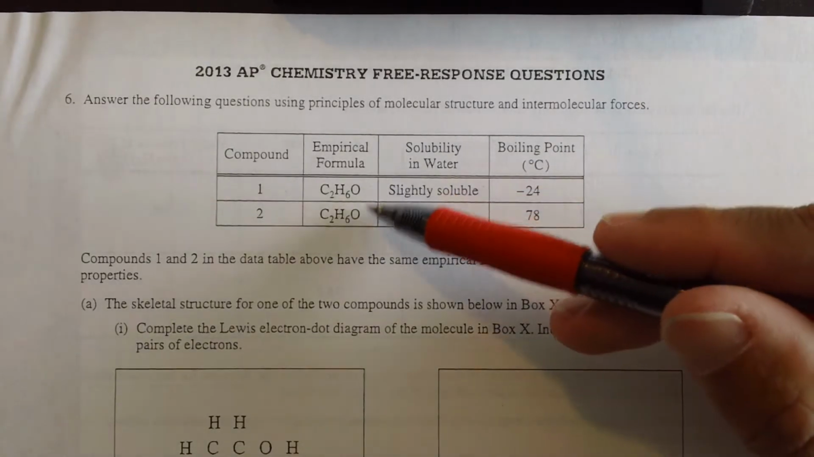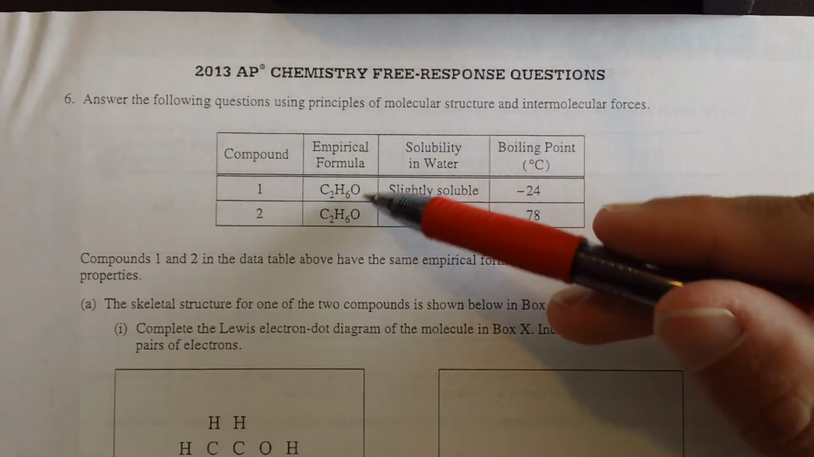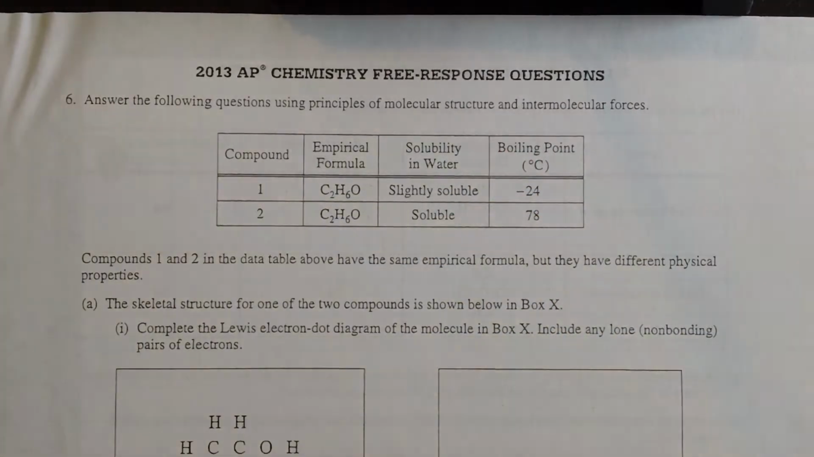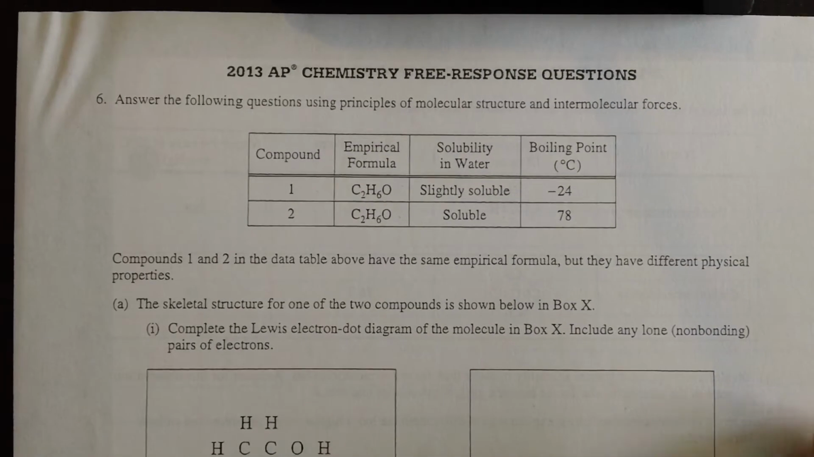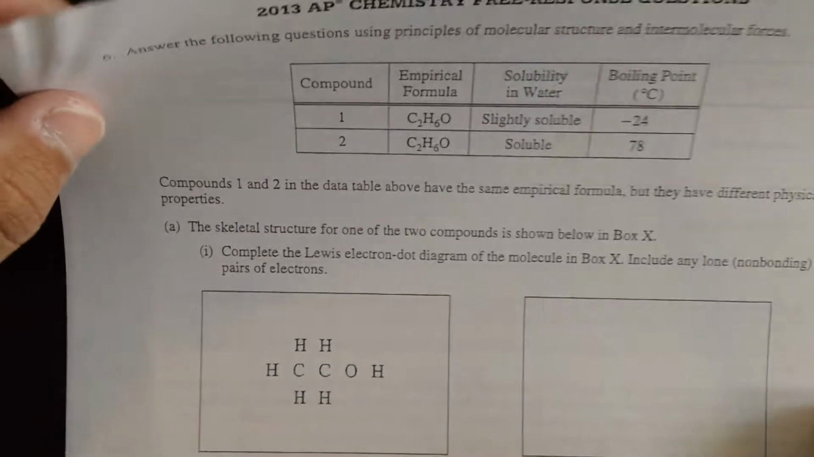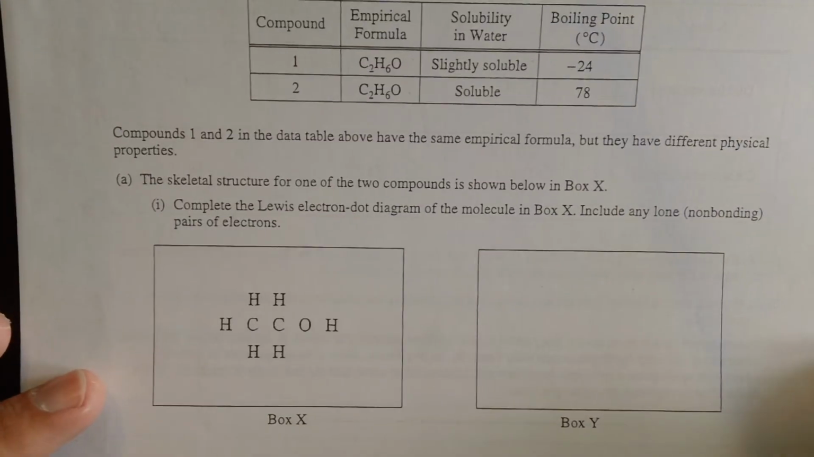Why do these things have the same empirical formula and different properties? It's because those are isomers of each other. So they have different structures even though they have the same elements making up those structures. And so that's what this first part is talking about. It's really just drawing up Lewis structures, which shouldn't be a big deal for us.